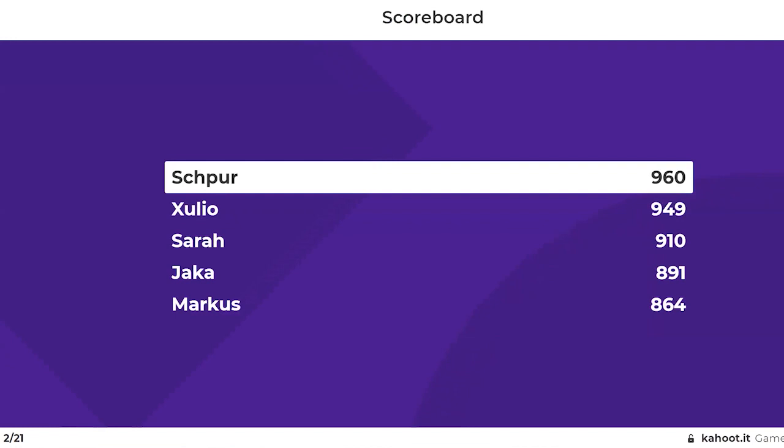So here we have the chart after the first game. Spur is the first one on the list. Then we have Julio, Sarah, Jaka, and Marcos. Congratulations for the first five. The others, don't worry, you still have the time to catch up.